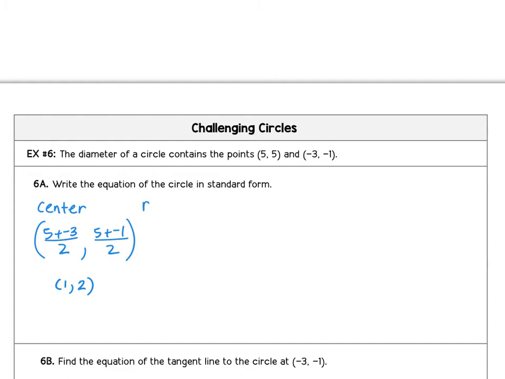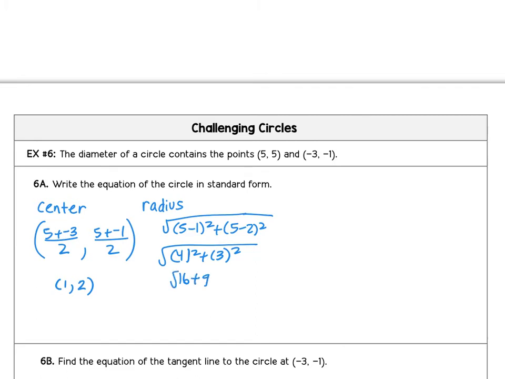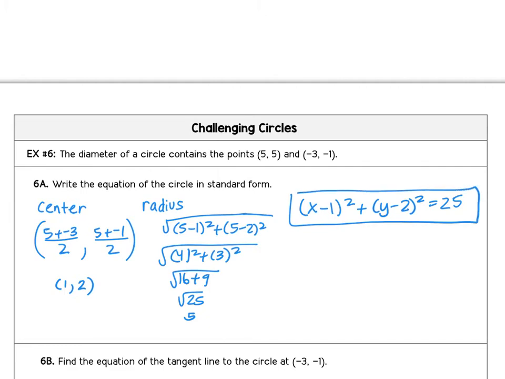All right, so we know the center, and we need to find the distance of the radius. The radius is the distance between the center and one of the points. So that would be 5 minus 1 squared plus 5 minus 2 squared. So 4 squared plus 3 squared. So the radius is 5. Now we have the stuff to make the equation. x minus 1 squared plus y minus 2 squared equals 25. Almost put 5. There we go, 25. There's the equation of the circle.